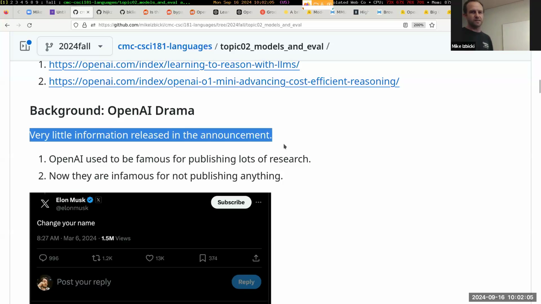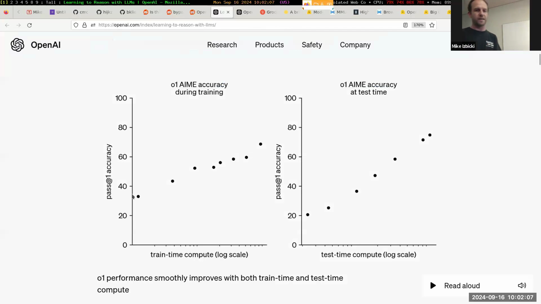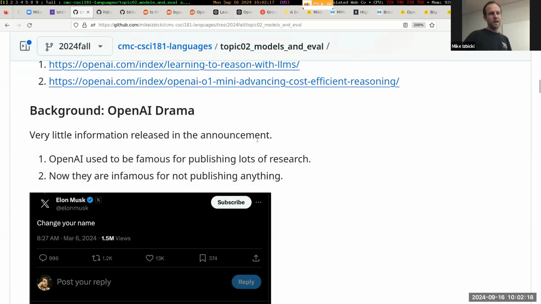So very little information was released in this announcement. Again, an example of that is not having these proper timescales down here. It makes it very hard for me to judge whether this is actually useful or not.